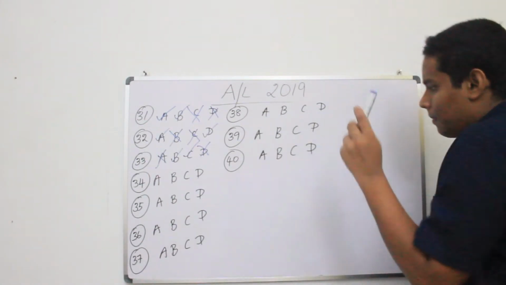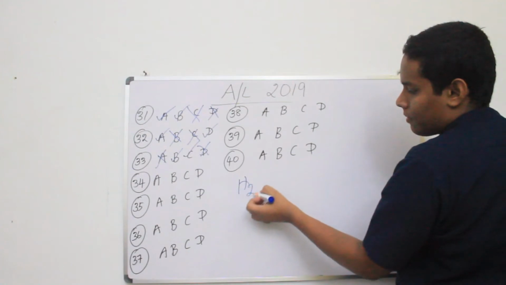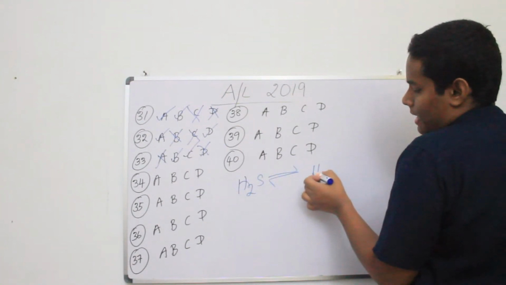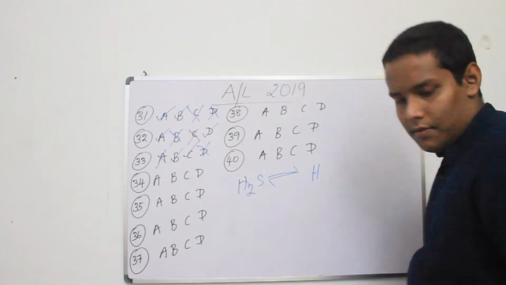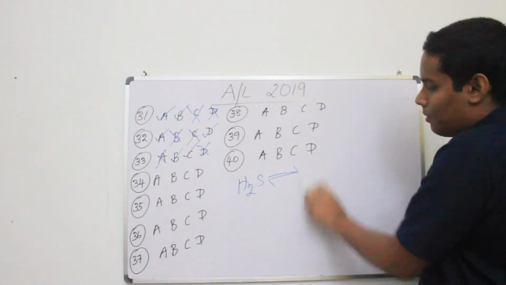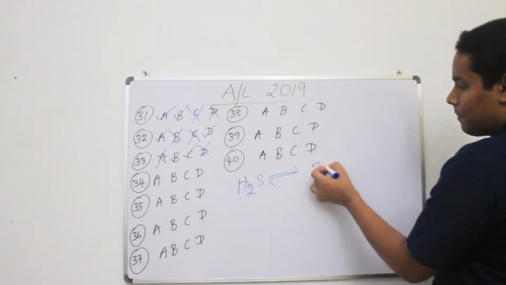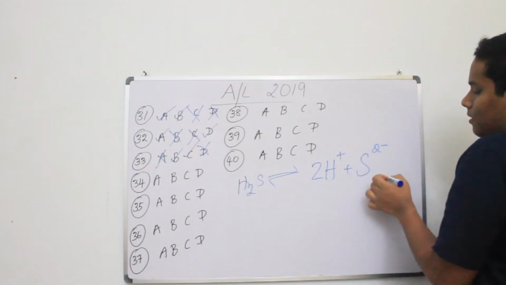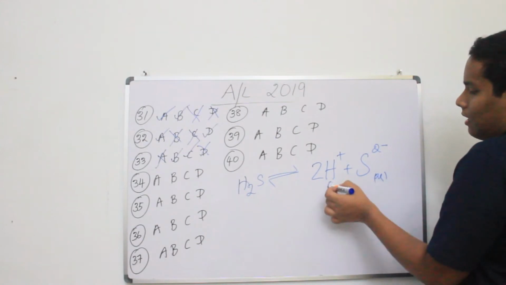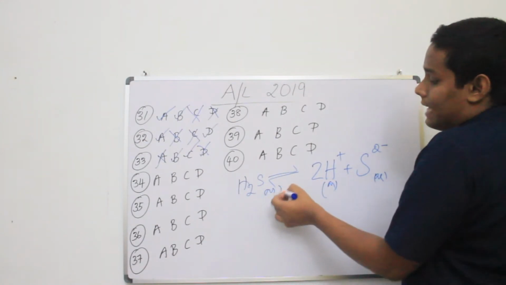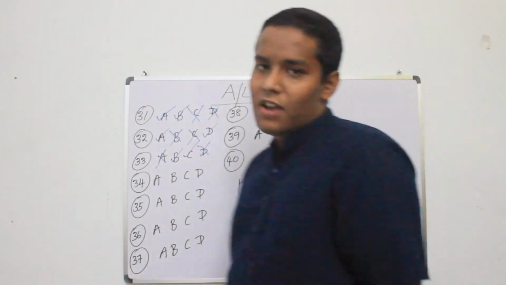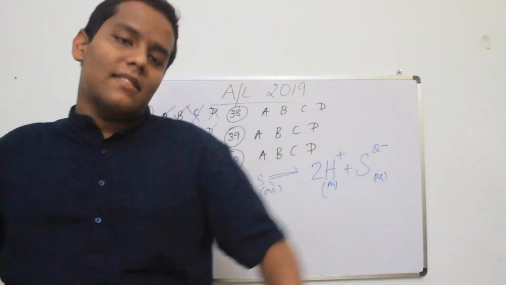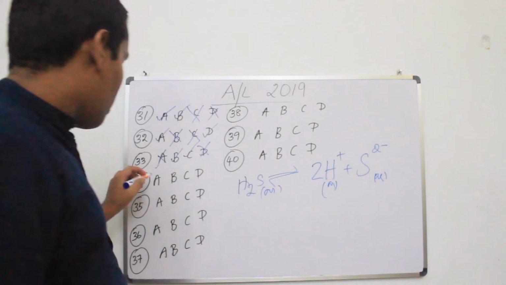Look at this. H2S. Imagine HS minus. We'll consider the overall reaction: H2S gives 2H plus plus S2 minus, aqueous. Since this is an aqueous phase reaction, pressure is not going to affect. Pressure comes only with gases. So statement A is wrong.